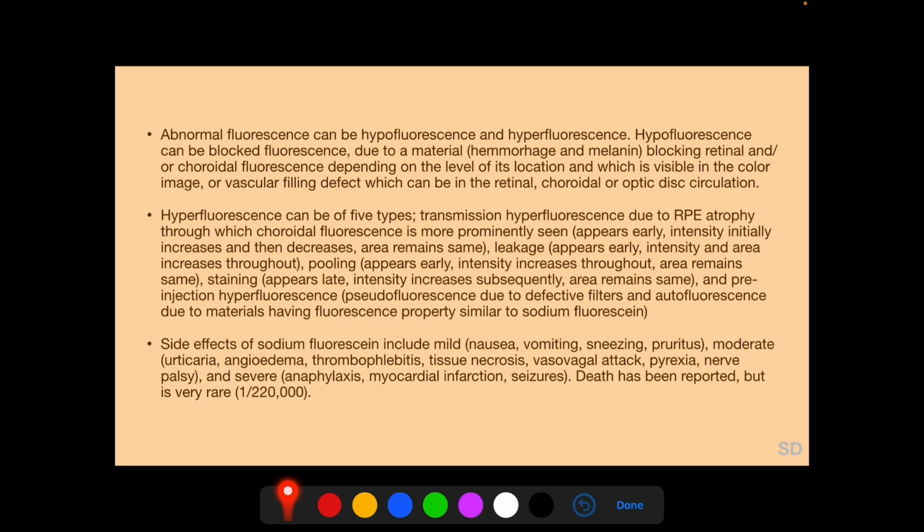Side effects of sodium fluorescein include mild side effects such as nausea, vomiting, sneezing, and pruritus. Moderate side effects such as urticaria, angioedema, thrombophlebitis, tissue necrosis, vasovagal attack, pyrexia or nerve palsy, and severe side effects such as anaphylaxis, myocardial infarction, and seizures. Death has been reported but is very rare.